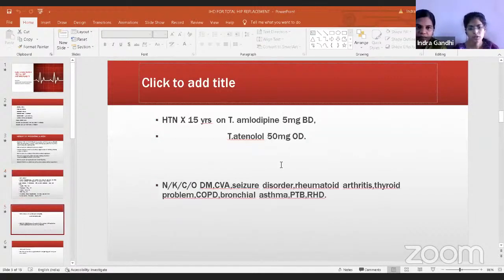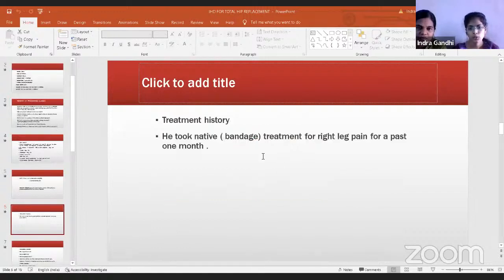He is a known case of systemic hypertension for 15 years on tablet amlodipine 5 mg BD and tablet atenolol 50 mg OD. He is not a known case of diabetes mellitus, cerebrovascular accident, seizure disorder, rheumatoid arthritis, thyroid problem, COPD, bronchial asthma, tuberculosis, or rheumatic heart disease. Treatment history: he took native bandage treatment for left leg pain for the past 1 month.